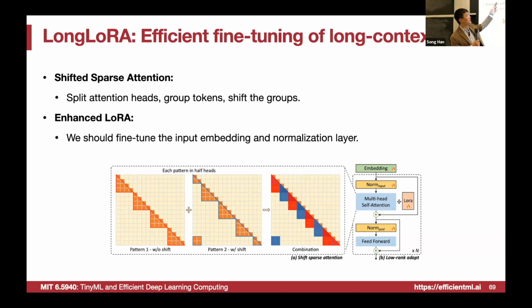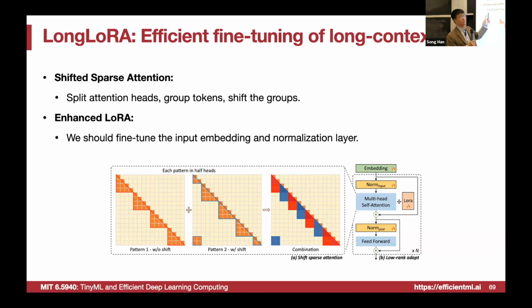So that's the first idea: split the attention head, group the tokens. This is one group, another group, altogether we have 4 groups, and shift the groups. This is unshifted, this is shifted by half. The other one actually gets shifted to the corner.